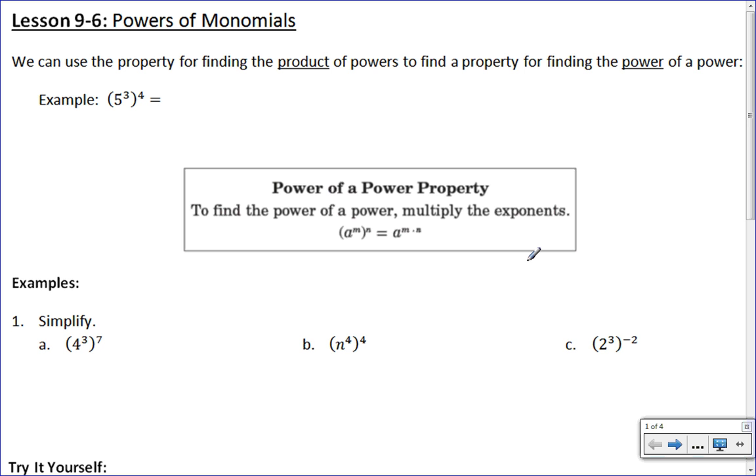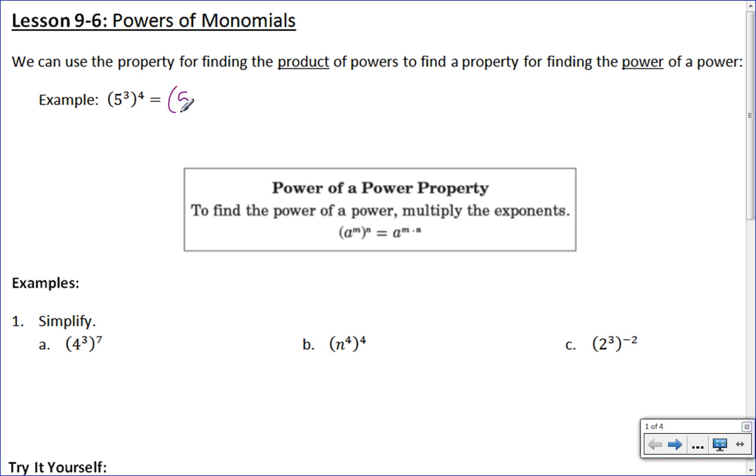This is lesson 9.6, powers of monomials. You can use the property for finding the product of powers to find a property for finding the power of a power. For example, if we have 5 to the third to the fourth, we can use what we know of exponents to expand this whole thing, and we'll use 5 to the third as a factor 4 times.